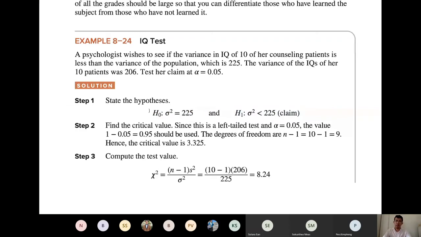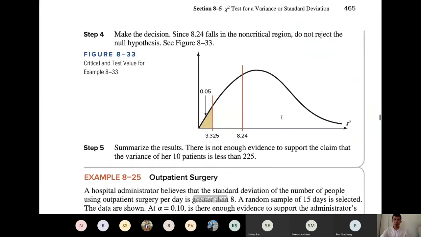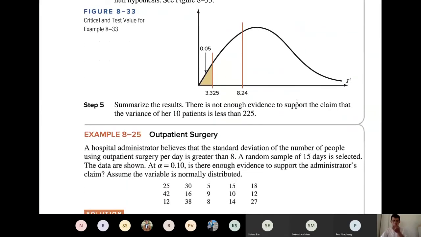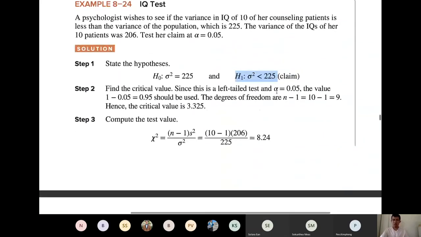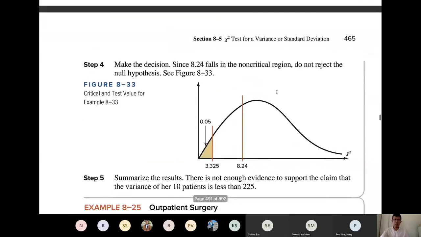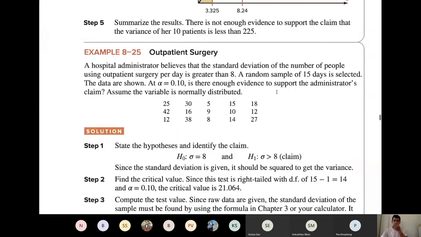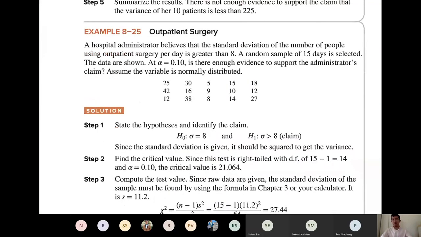Again, we come up with a conclusion of do not reject the null hypothesis. It means that there is not enough evidence to reject this, or there is not enough evidence to support this. So we don't have enough evidence to support the claim, right? The claim of what? The claim of the alternative hypothesis. Okay, this is another example.